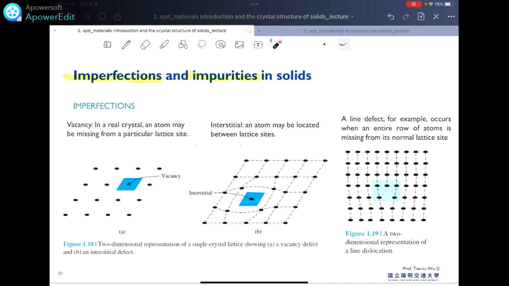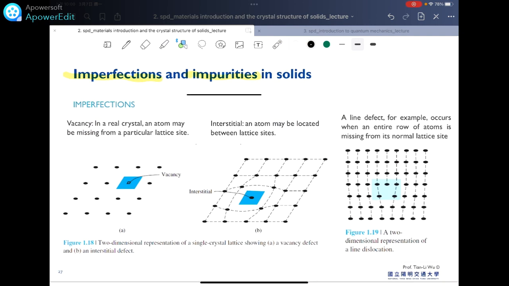The first one we want to discuss is what we call the vacancy. If you look at a typical lattice arrangement, in this case we have the crystal, the atoms sitting here, here, here.